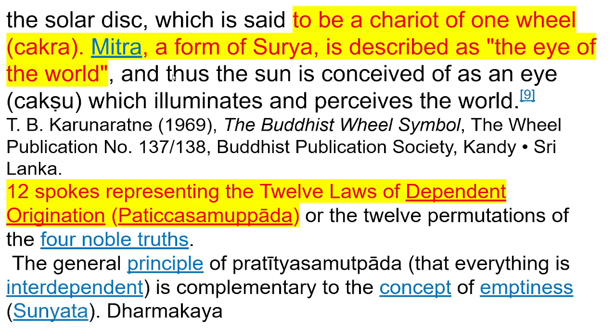And so in Buddhism, this chariot wheel is also the chariot of one wheel, which of course is a paradox, right? So that gets you into the emptiness as the Dharmakaya, called the eye of the world. It's also called the absolute void that radiates light. And so the 12 spokes of the Dharmachakra represent the 12 laws of interdependent origination.